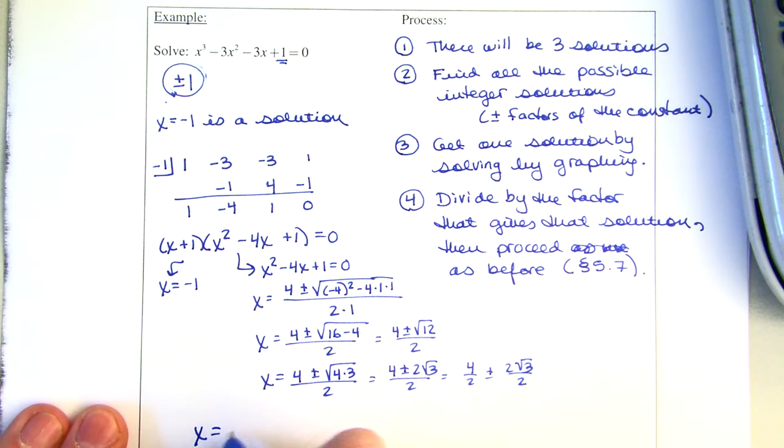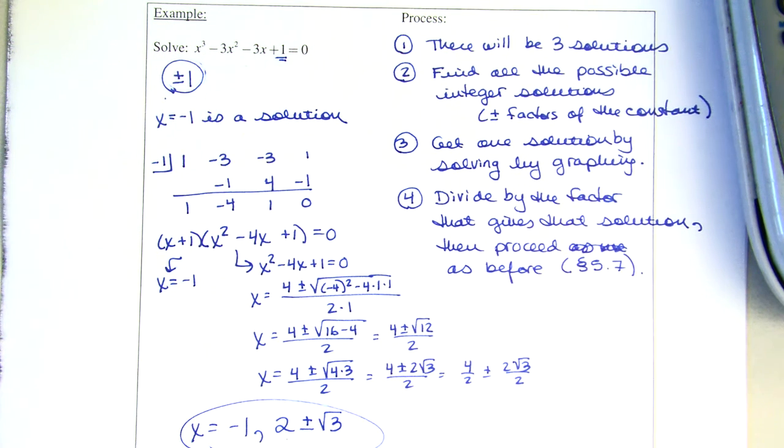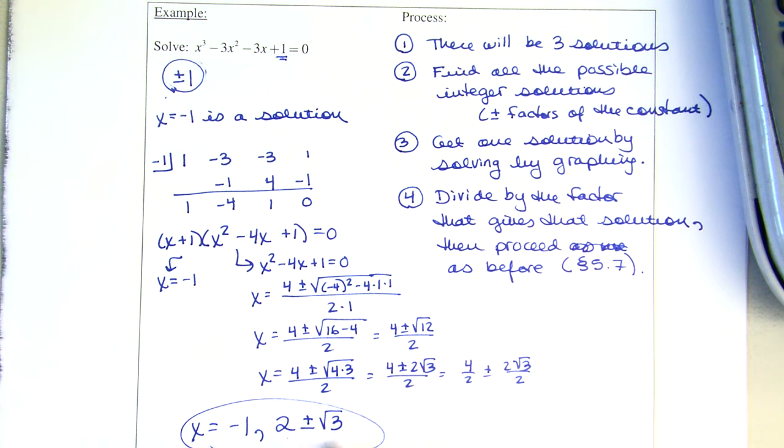I'm going to end with final answers of -1 and then 2 plus or minus root 3. -1, 2 plus root 3, 2 minus root 3. And if we actually got decimals for these, we would see those decimals would match up with the decimal x-intercepts from solving by graphing. Make sure this is all in your notes, and then we're just going to look at 3 more examples of these things.